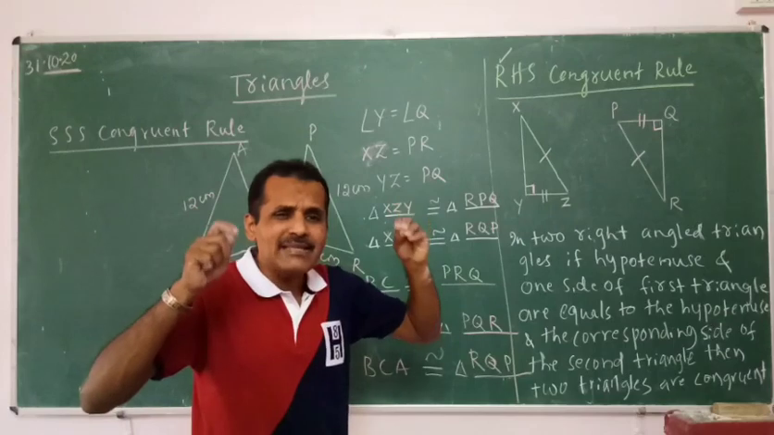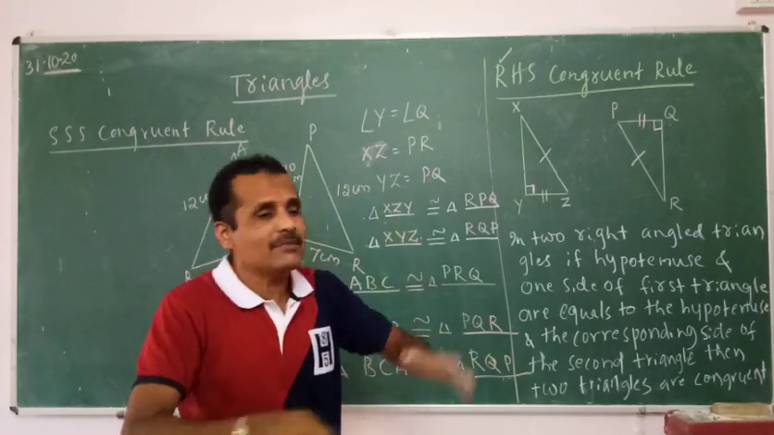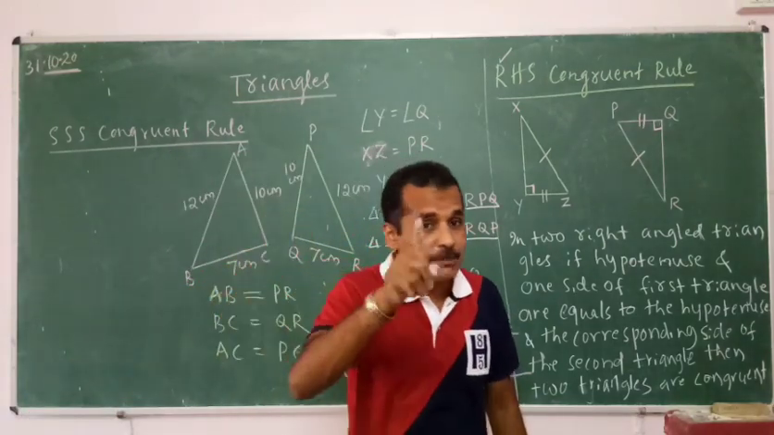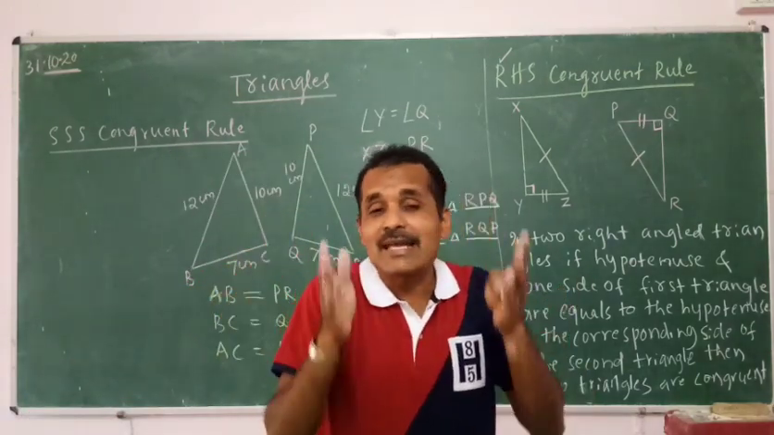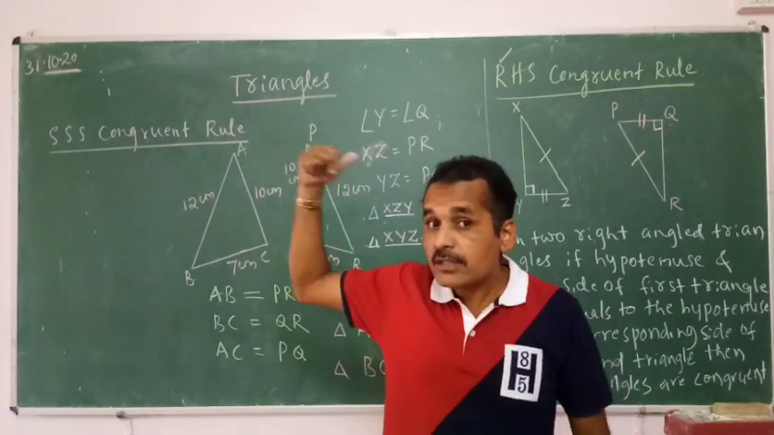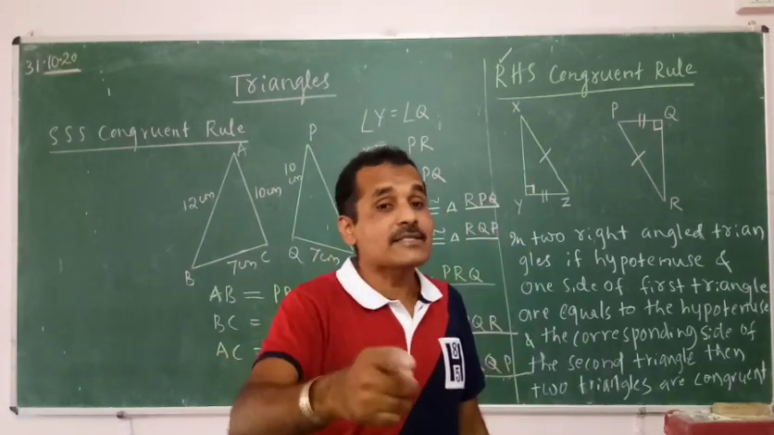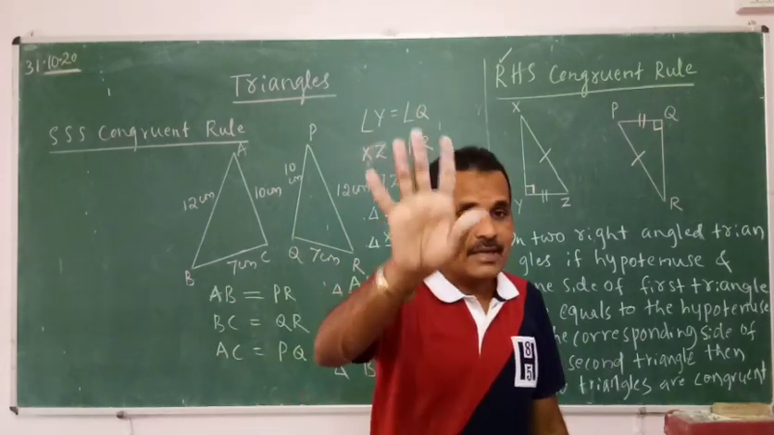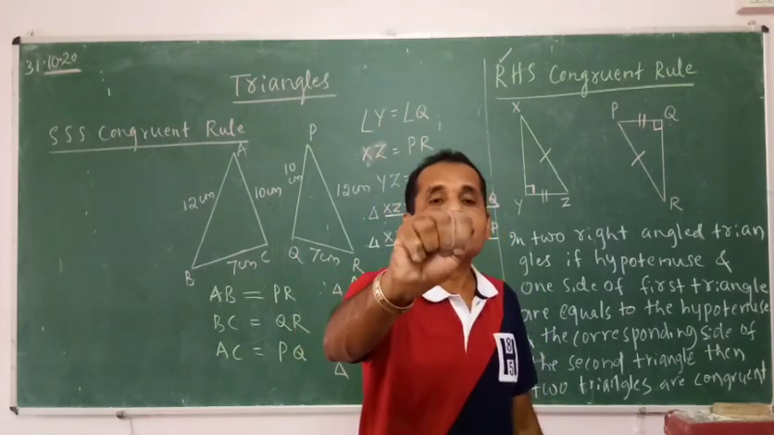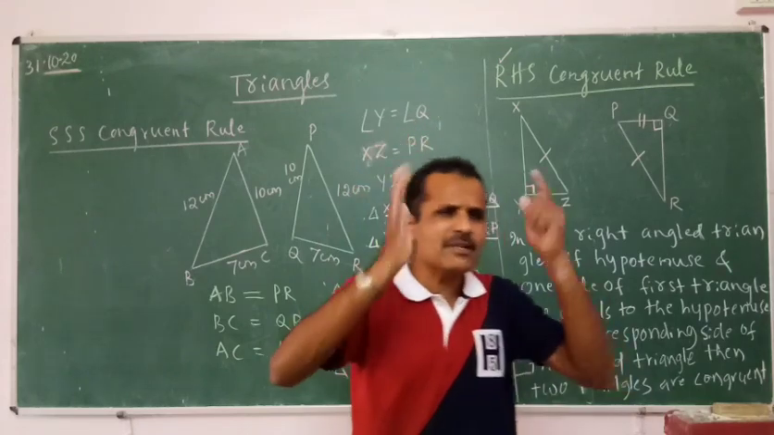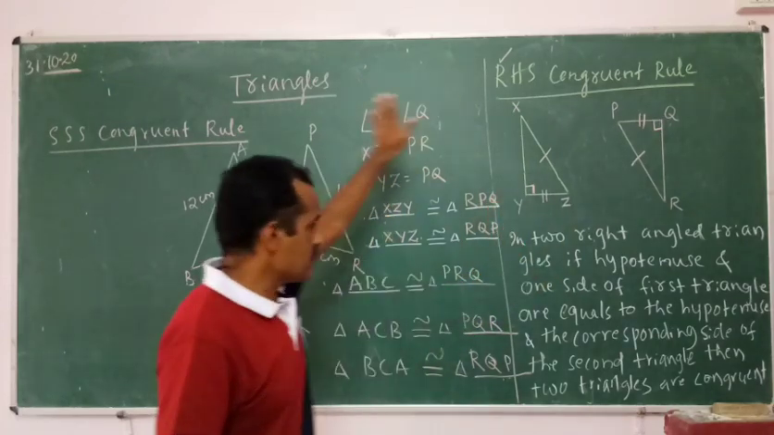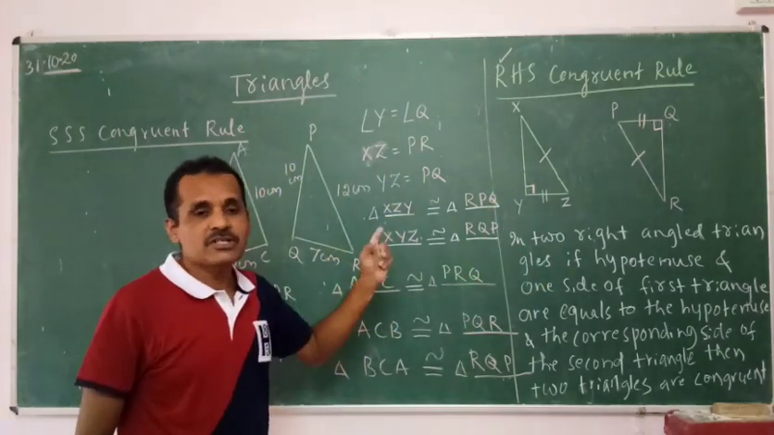Now, how to apply these congruence rules to a given problem is my next concept. But before starting the problems, keep in mind that two triangles can be said to be congruent under these 5 conditions. This is very important. Under these 5 conditions only we can say that two triangles are congruent. Which are those? SAS, ASA, AAS, SSS, RHS. You remember this. How to apply them to a particular problem, I am going to tell you now. Okay, so first write this. Now we will start the problems.